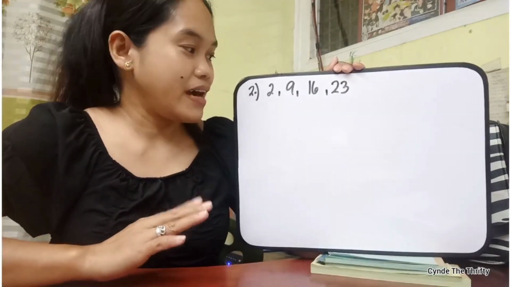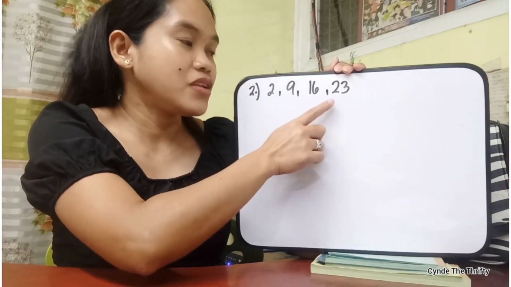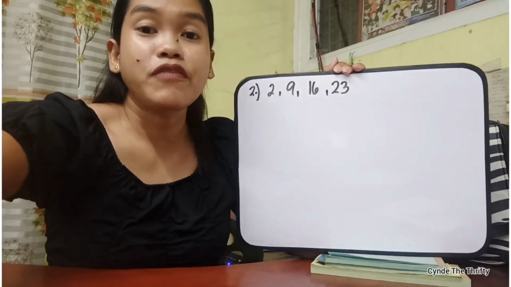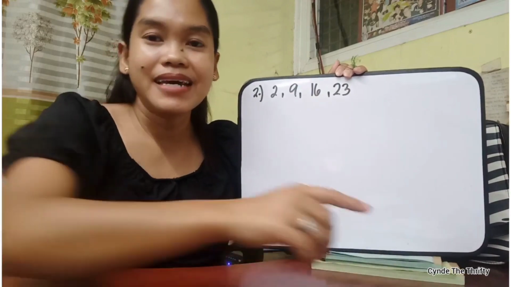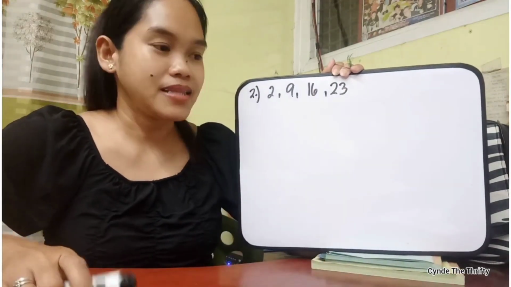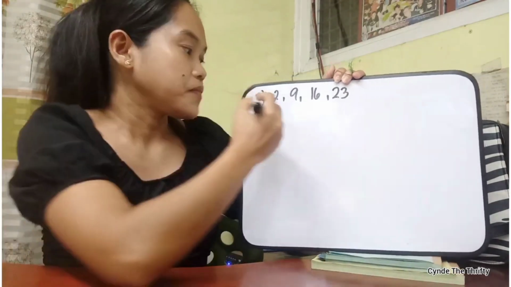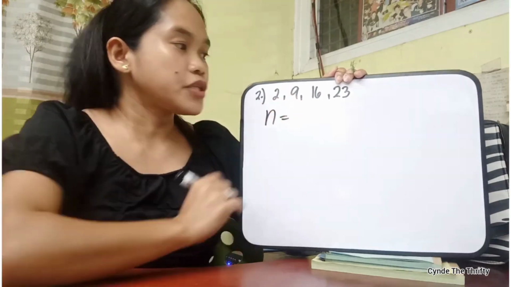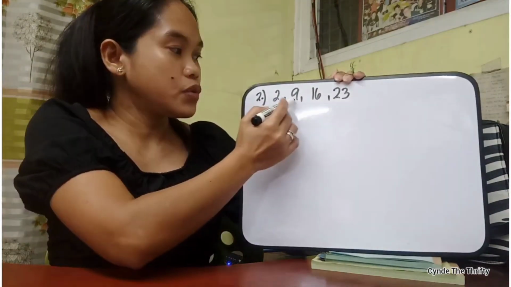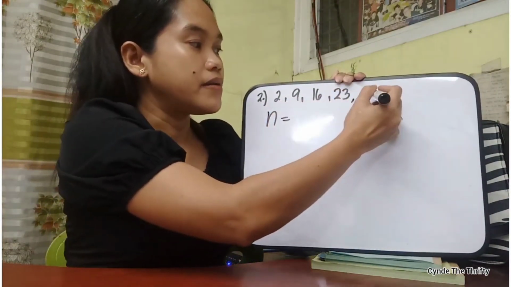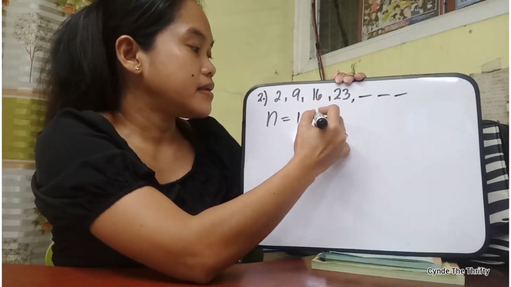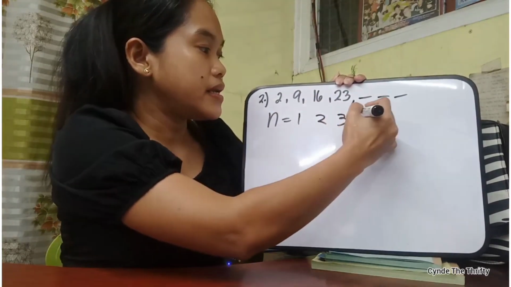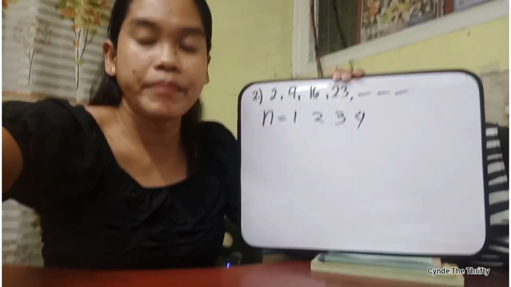Another example, so we have here 2, 9, 16, 23. So ngayon is mag-formulate tayo ng nth rule. Ano yung unang gagawin natin? Ang unang gagawin natin is isulat natin yung n or yung term. So n, ilang term meron tayo? So 1, 2, 3, 4. So meron tayong 4 na term.